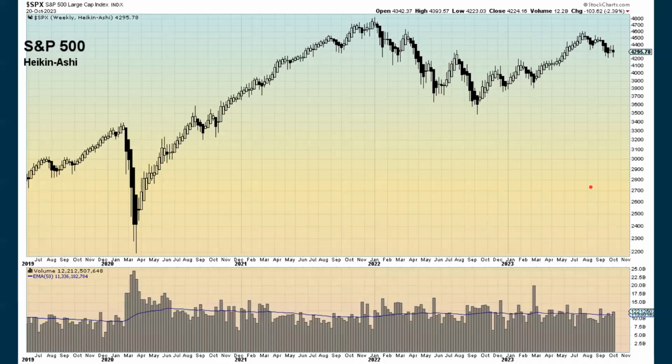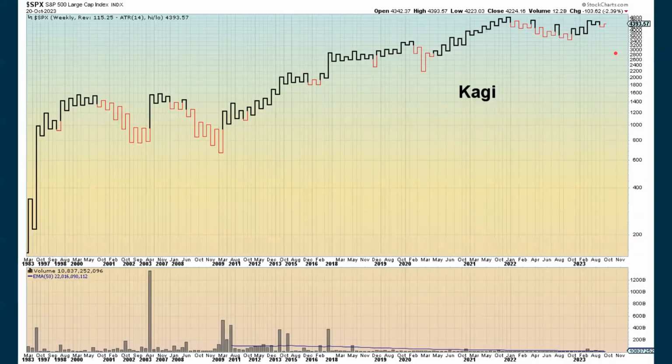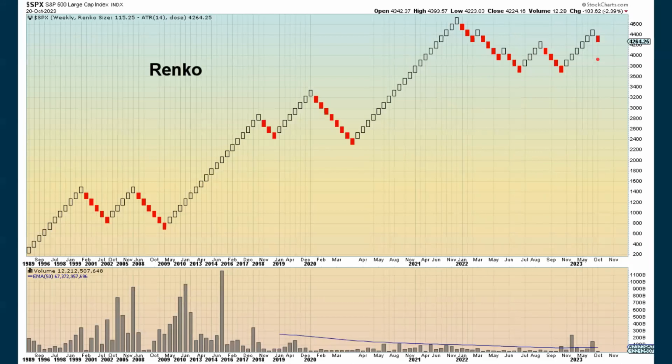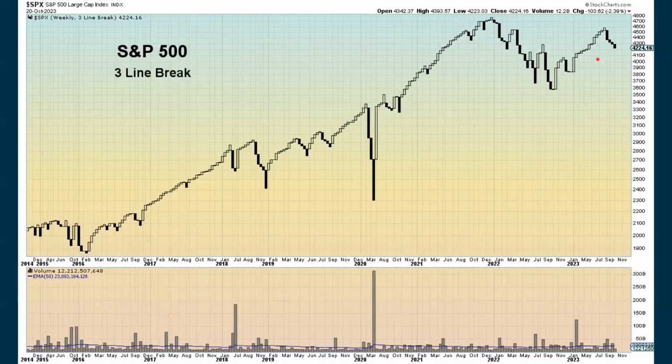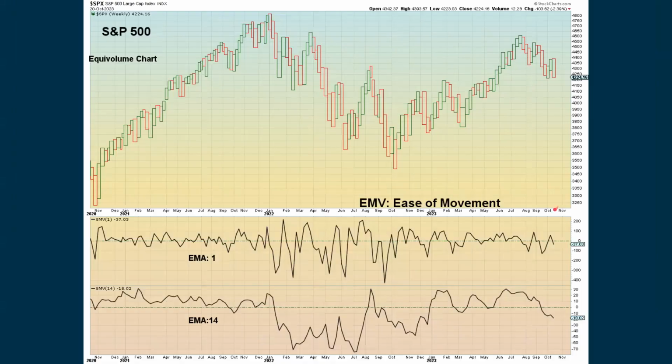Our different charts, we're turning more negative with the Heikin Ashi, where we have dark candles. We're negative, but we actually turned up a little bit with the Kagi. When it's red, that's negative. When it's pointing up, that's more of a positive bias. We're turning more negative with the Renko with a solid red box. And we're looking more negative with the three-line break. We're dropping below zero and continuing to decline with the ease of movement.